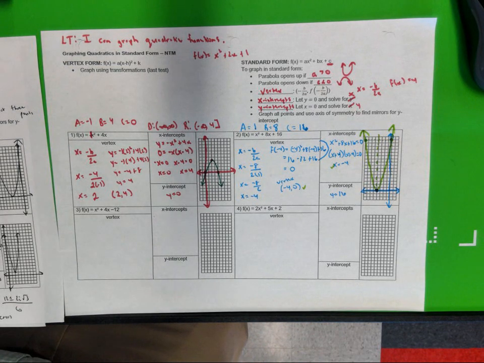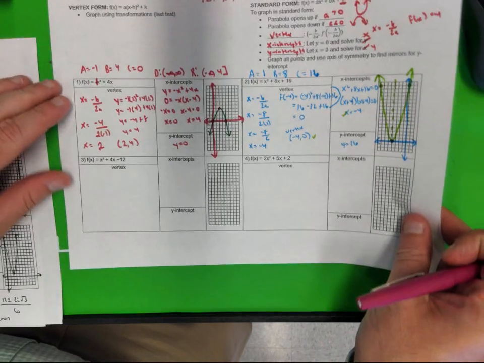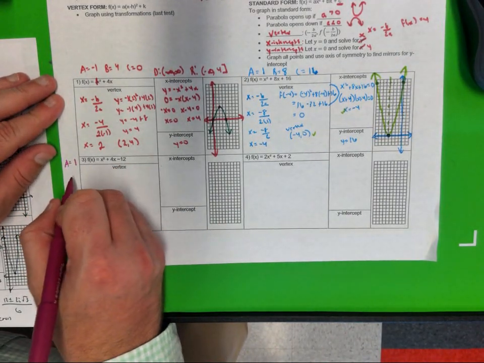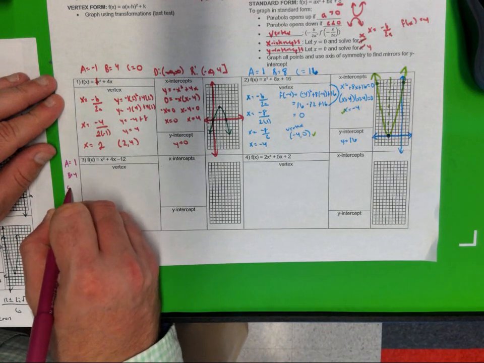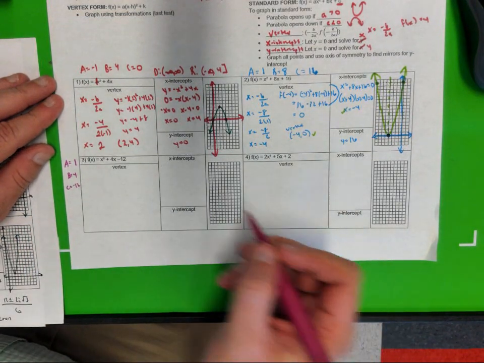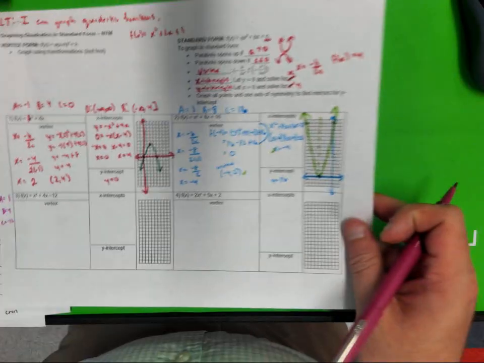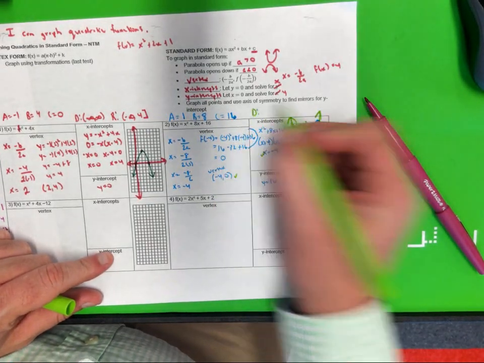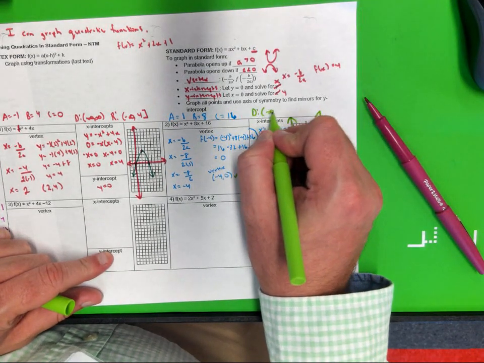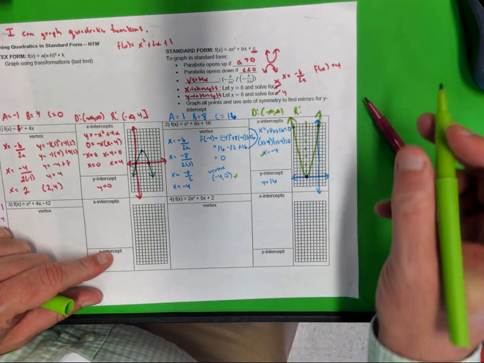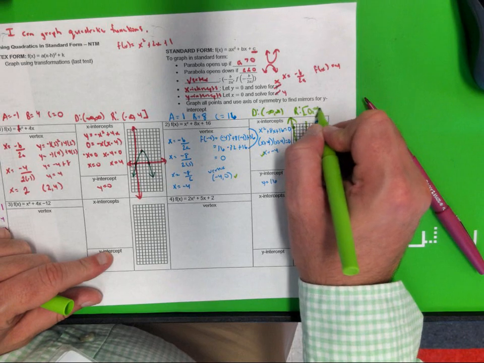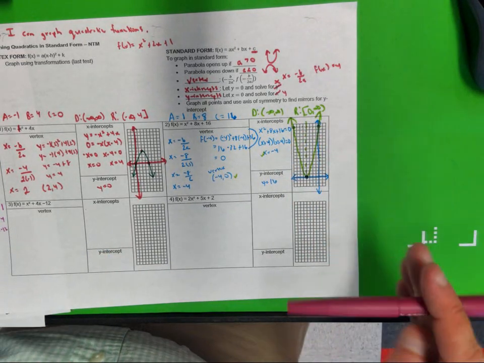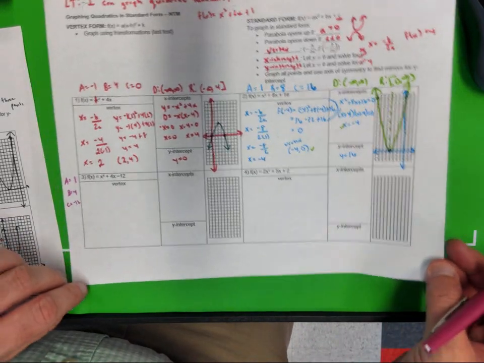All right, let's identify our A, B, and C. On number 3, A is 1, B is 4, C is negative 12. Oh, let's go back to domain and range. Oops, I keep forgetting that domain and range. What's my domain here? All real numbers. And my range would be bracket 0 to infinity. Always do domain and range.